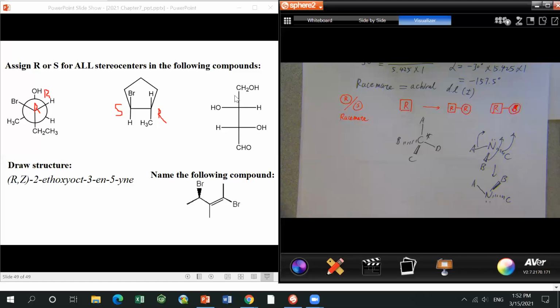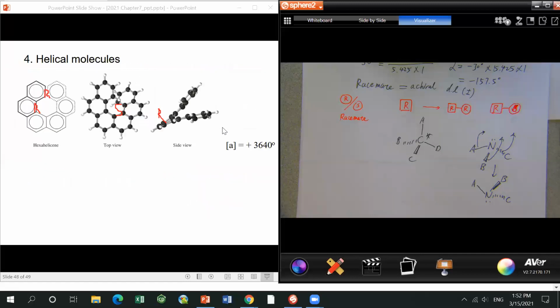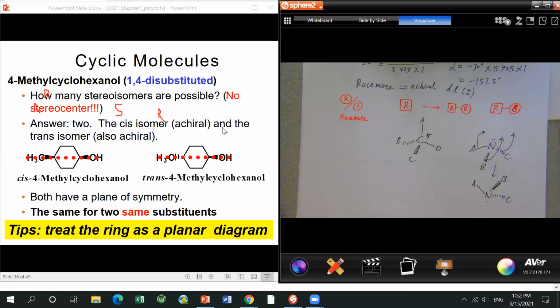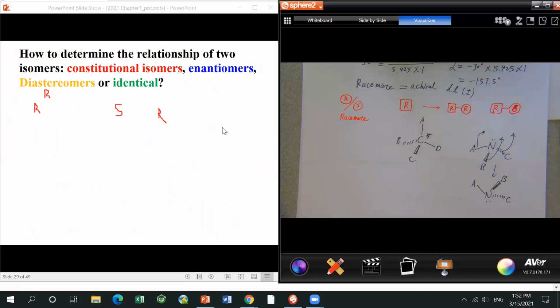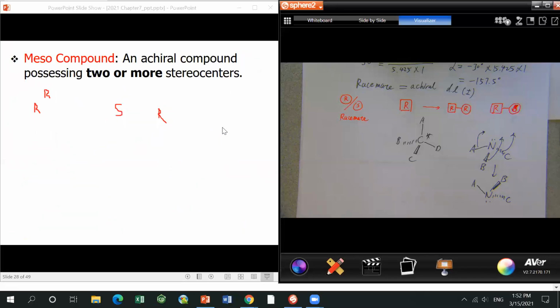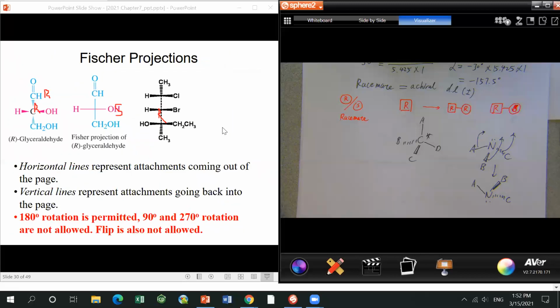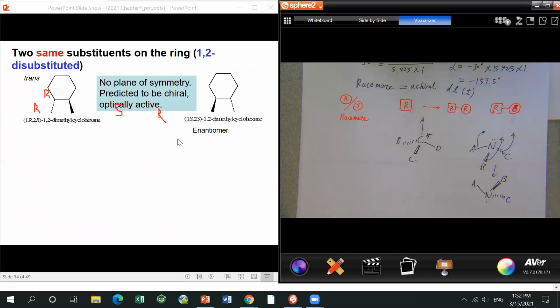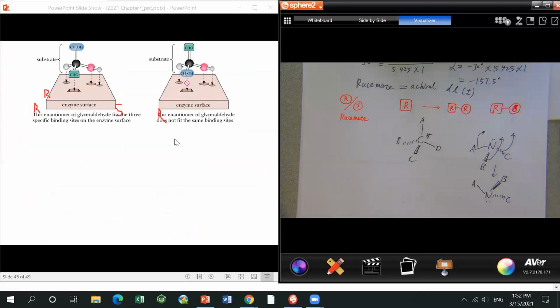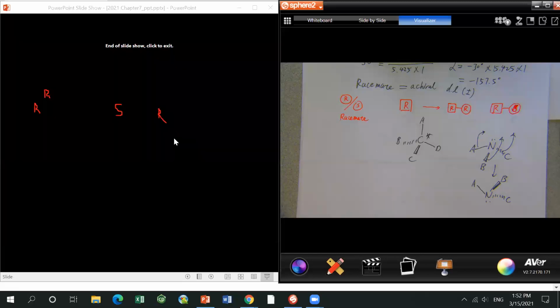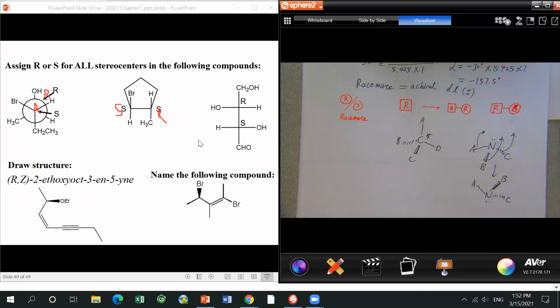So that's what we learned about the Newman projection. One important thing for the Fischer projection: horizontal bonds come out of the page, and vertical bonds go back into the page. That's the rule for the Fischer projection, so don't forget it.